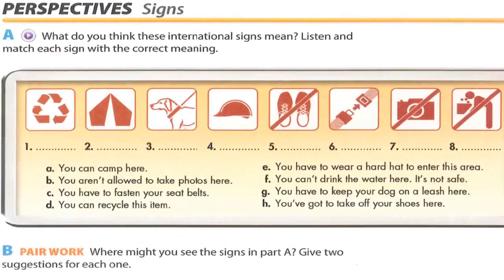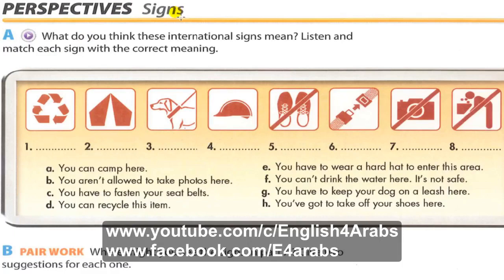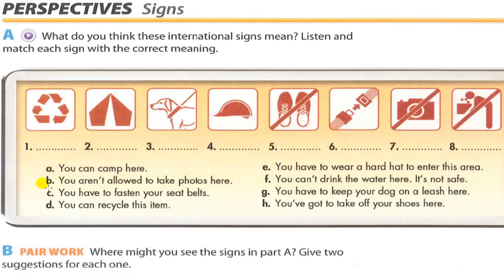Page 95, exercise 8, perspectives. Signs. Part A. What do you think these international signs mean? Listen and match each sign with the correct meaning. A. You can camp here. B. You aren't allowed to take photos here. C. You have to fasten your seat belts. D. You can recycle this item. E. You have to wear a hard hat to enter this area. F. You can't drink the water here.